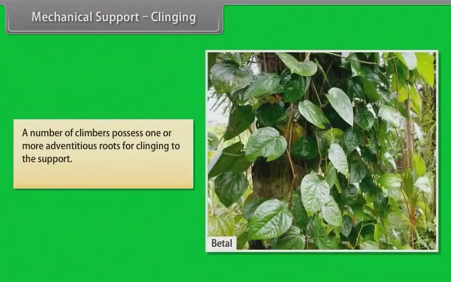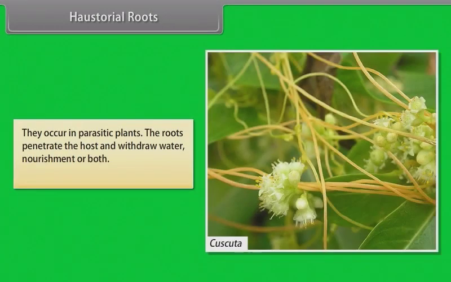Mechanical support, clinging. A number of climbers possess one or more adventitious roots for clinging to the support. Examples: betel, Tecoma, ivy. Haustorial roots. They occur in parasitic plants. The roots penetrate the host and withdraw water, nourishment, or both. Examples: Cuscuta, Viscum.